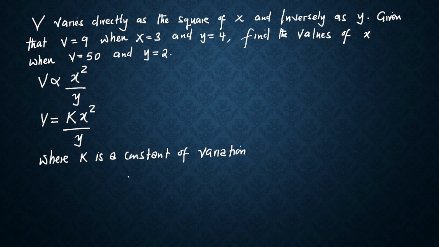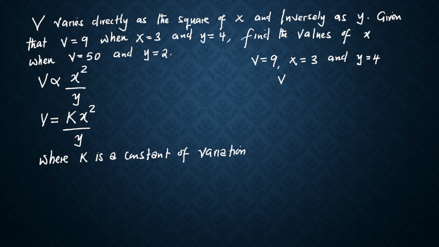Okay, meaning before we can solve anything, the first thing that we're supposed to do there is to find the value of k. Now, how are we going to find the value of k? We've been told firstly that V is equal to 9 when x is equal to 3 and y is equal to 4. So we're going to substitute the values of V, x, and y in this equation so that we can find the value of k.